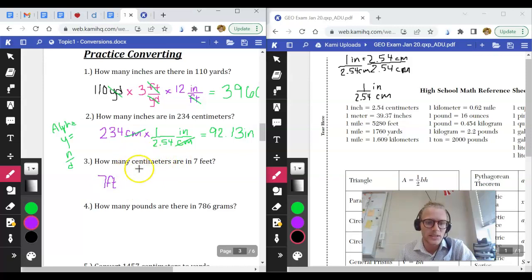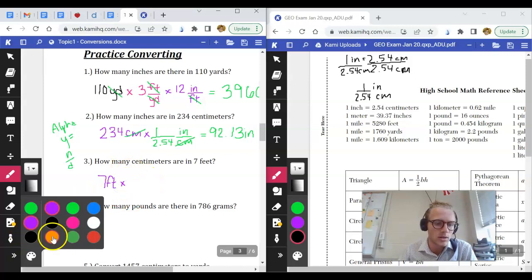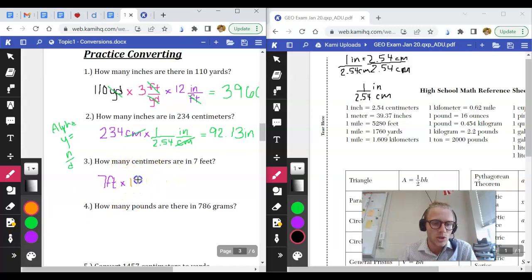And our pathway to centimeters is going to be through inches. So I need to convert feet to inches. So we know that there are 12 inches per foot. And now I'm at my destination. I need to cancel out my inches. So over here with this fraction, I need my inches to be in the denominator. So basically, I'm just going to flip this fraction.